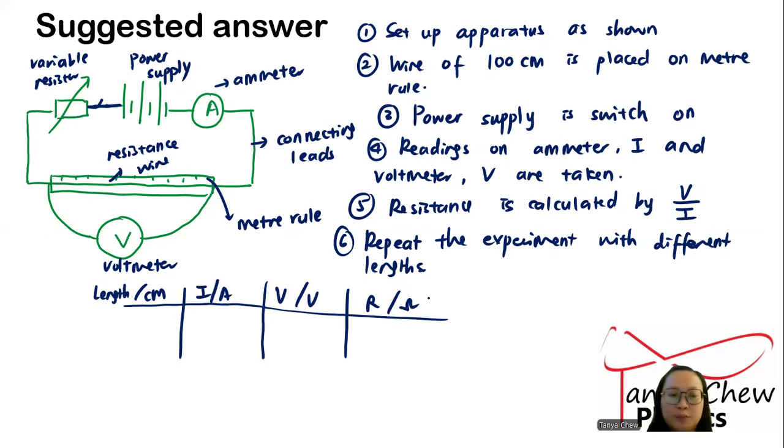Suggested improvement: maybe you could say switch off the power supply after each measurement is taken to avoid overheating of the connecting leads that will increase the overall resistance. Or use a rheostat to control the amount of current, because we are using resistance wire. Sometimes too much current will cause the resistance wire to melt. So you have to be careful with this.